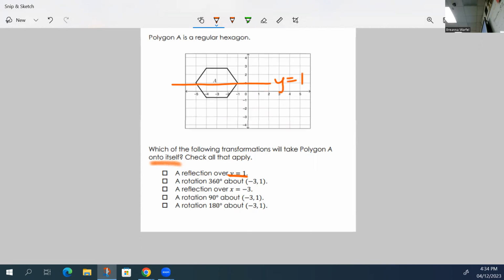Okay, so it's asking you, if I flip this point over to here and this point over to here, these 2 points obviously stay. Will it reflect onto itself? And it does, because it splits it in half. If it splits it in half, then it reflects onto itself.